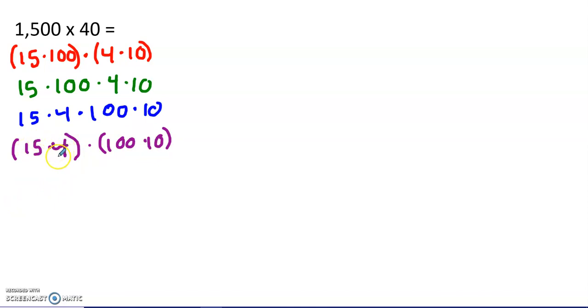So 15 times 4, I could use repeated addition or my multiplication skills, standard algorithm or area model, whichever one you choose to do. And some people will just know that 15 times 4 is 60. So I'm going to put 60, my multiplication. And now I have 100 times 10, and I know that's 1,000. Now here some people may get confused because we do have an extra 0 here. But if we look at it, we know 60 times 1 is 60, plus the 3 zeros will give us 60,000.